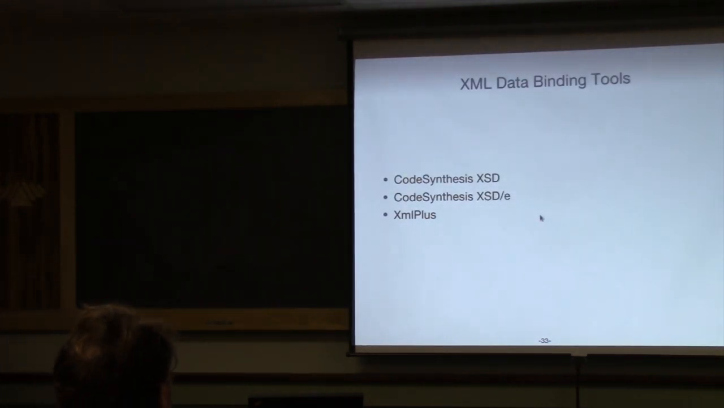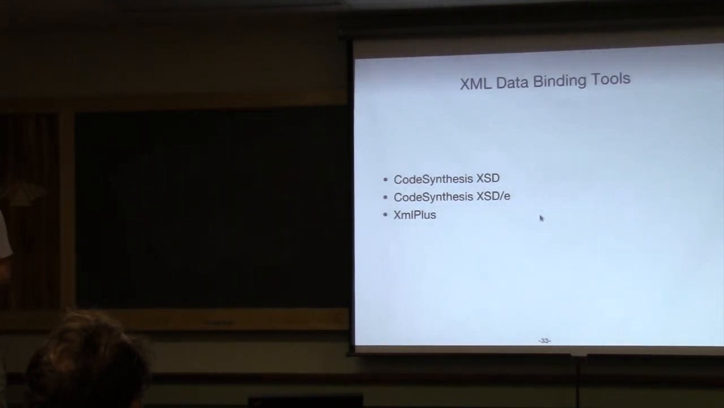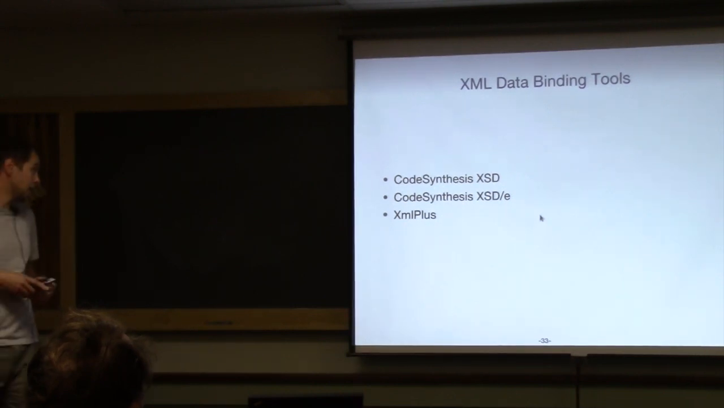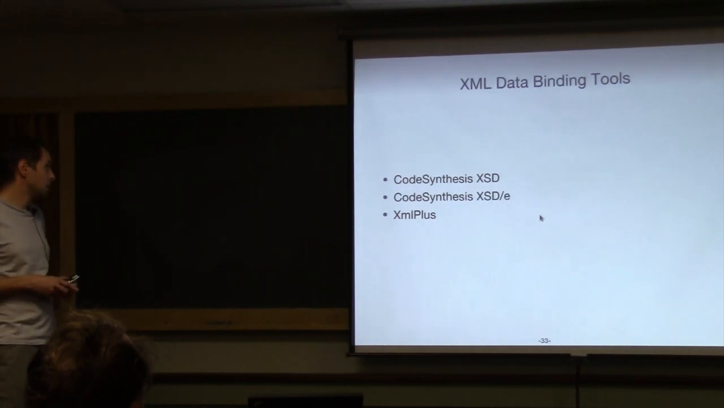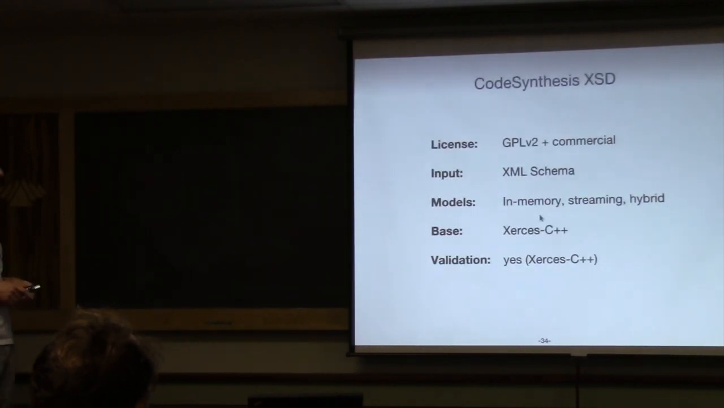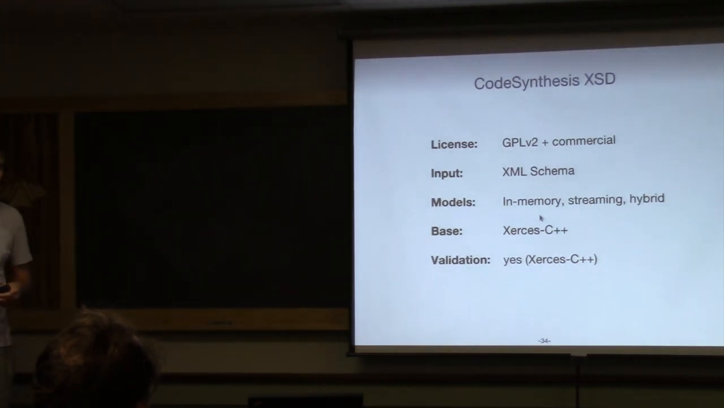Okay, XML data binding. There are quite a lot of open source options for languages such as Java or .NET, but there are not that many for C++. The first two tools are the ones that I'm working on, so I'm obviously biased here. So I'll just run quickly through them to give you an idea. XSD is a general purpose XML data binding toolkit for C++. It's fairly powerful and mature, has some pretty advanced features such as the hybrid model, support for polymorphism, binary serialization, and the ability to customize the generated code.